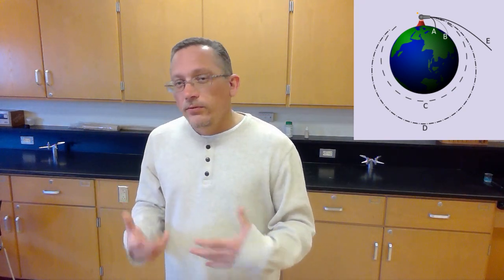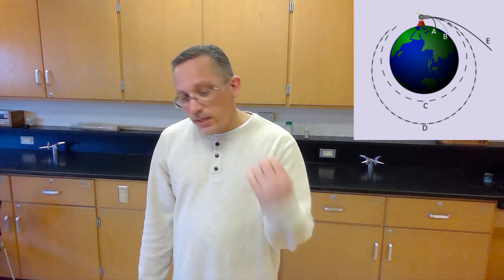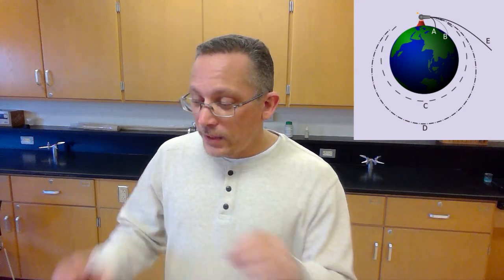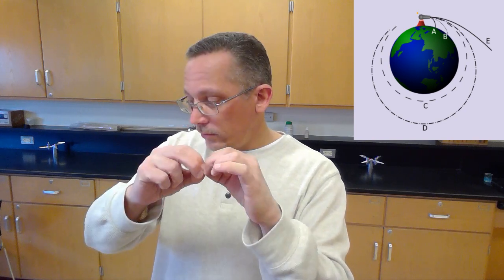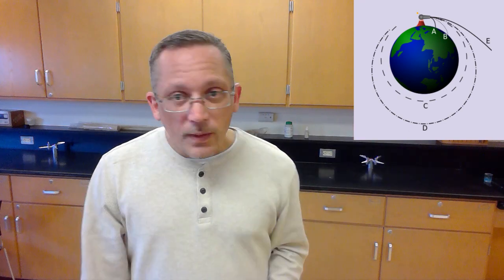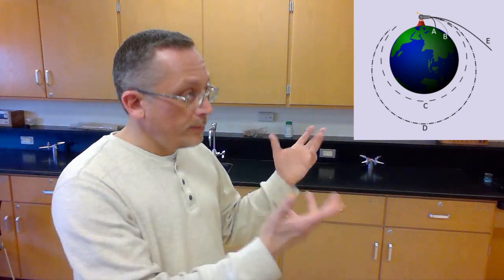What's going to happen if we fire that cannonball a little bit faster? Still kind of the same thing is going to happen. The cannonball is going to move out kind of tangentially, and gravity is still going to pull it down towards the ground, and it'll go a little bit further if we fire it a little bit faster, right? And you can see that scenario there labeled as B.